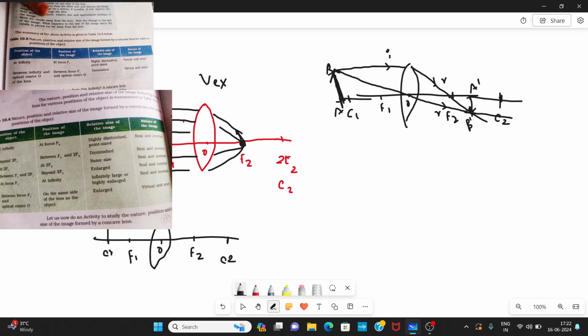If you keep your object exactly at C1, so incident ray, reflected ray, refracted ray, right, through the optic center will pass, and where you will get, so these lines will meet. This intersection point will be exactly at C2. Here is where you get the image of the object. It is AB.